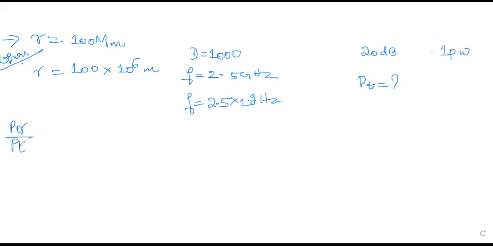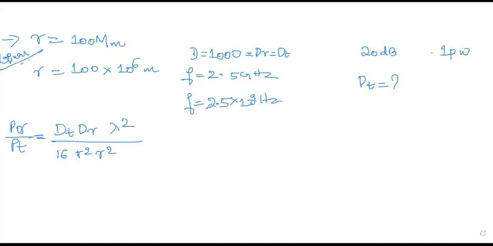PR by PT is equal to... see, it is given each antenna has D equal to 1000, which means that DR and DT are equal. Transmitting antenna and receiving antenna directivity are both equal. Which formula is related to directivity? Same formula, since gain and directivity are equal. Instead of G, take it as D: DT DR lambda square divided by 16 pi square R square. Now DT is there, DR is there, lambda you can find out, R is there. You need to find PR.